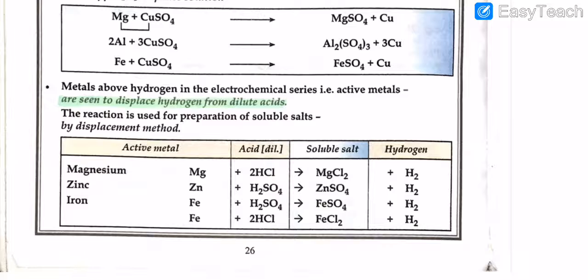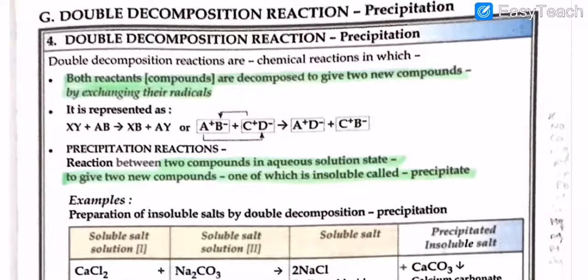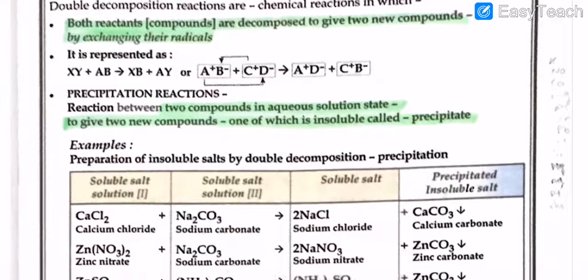Perfect. Now let's move on to our double decomposition reaction. Double decomposition reaction, precipitation. So double decomposition reactions are chemical reactions in which both reactants, that's compounds, are decomposed to give two new compounds by exchanging their radicals. It is represented as, let's say, XY plus AB gives XB plus AY, where you are exchanging the radicals.